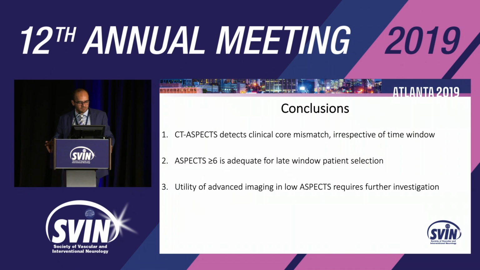So in conclusion, CT ASPECTS can detect clinical core mismatch irrespective of time window. ASPECTS of 6 or more is adequate for late window patient selection for thrombectomy. And the utility of advanced imaging in low ASPECTS needs to be investigated further.